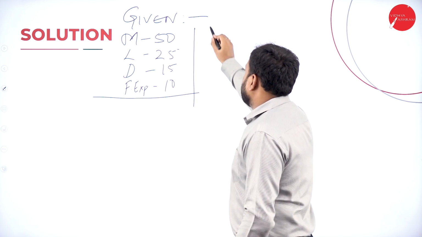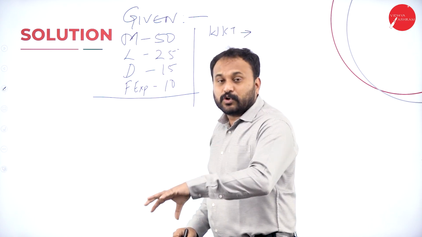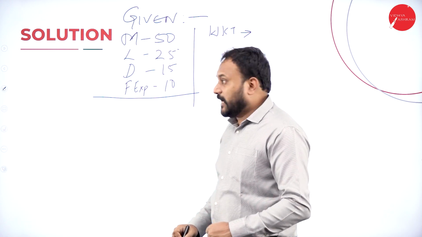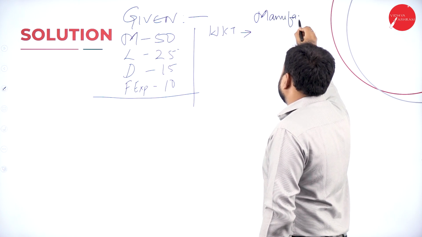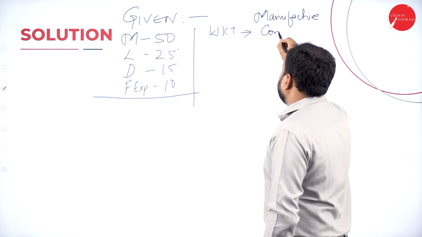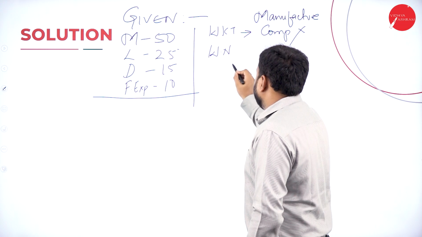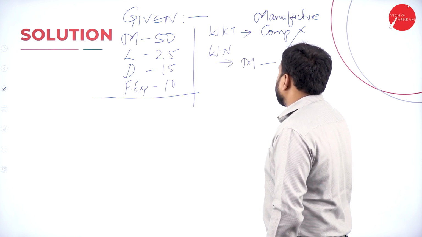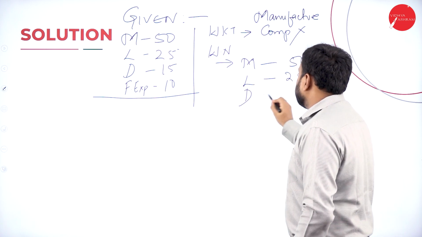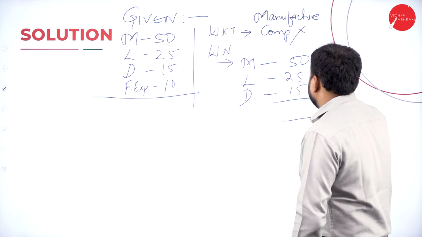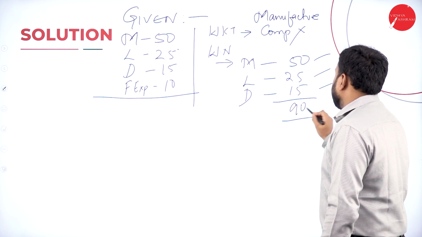But we know that to calculate or to know that make or buy decision, which one we are supposed to take, we will write, to manufacture component X. Now this is the working note. We will do like this. Material is 50. Labor is 25. Then we have direct expenses is 15. So we will add: 50, then 60, 75, 75, 80, 90. So we have 90 rupees.